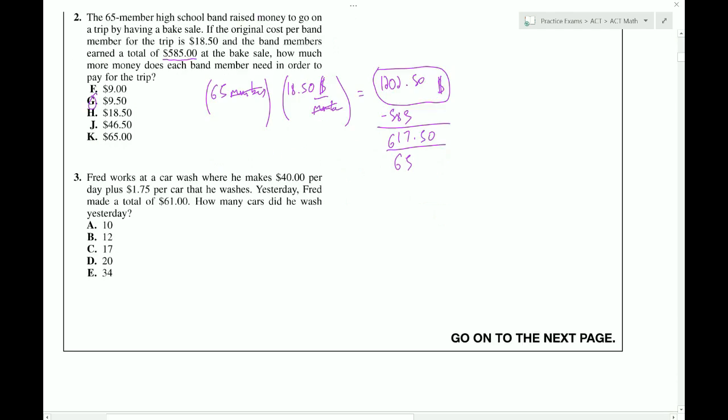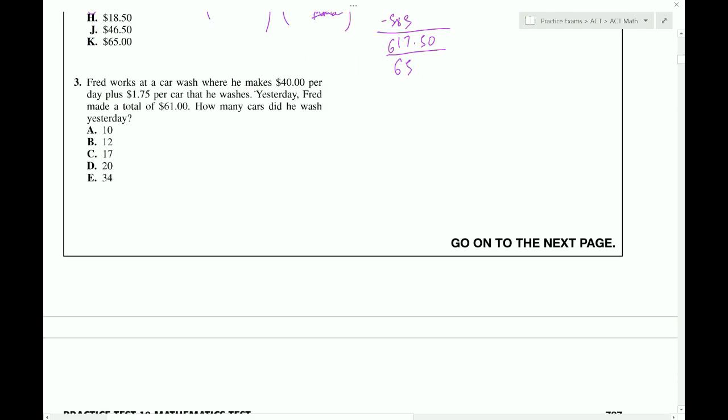Alright, next question. Fred works at a car wash where he makes $40 per day. Plus $1.75 per car. How many cars did he wash yesterday if he made $61? So we can get rid of the days because we're only dealing with one day. But we're dealing with x amount of cars.